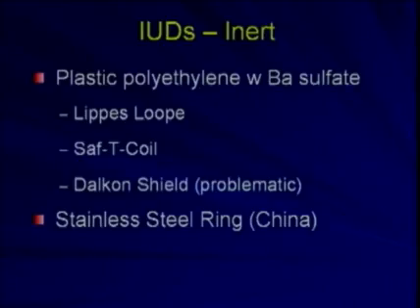Of the inert IUDs, there are the plastic polyethylene IUDs that are impregnated with barium for radio opacity. Some of these are of historic interest, such as the Lippes loop, which one may still occasionally see in an older woman, the safety coil, and the old Dalkon shield, which was very problematic. A widely used inert IUD is the stainless steel ring that is very widely used in China.